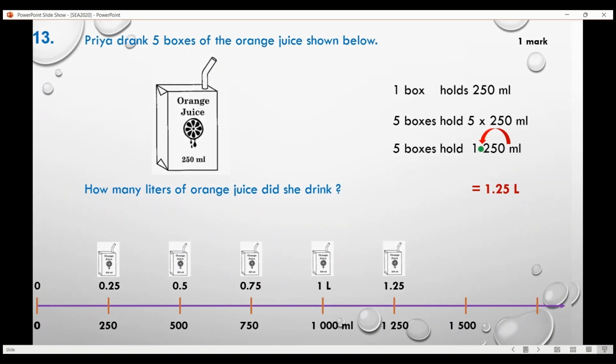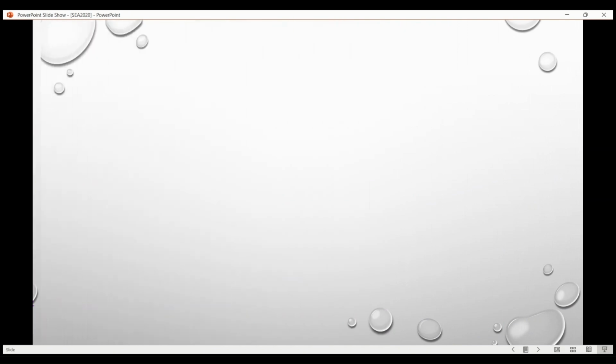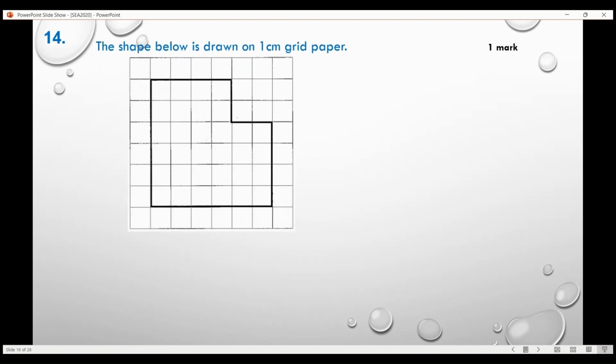Let's move on. So we now move on to the next question, which is number 14. And here, the shape below is drawn on a 1 centimeter grid paper. And you can easily see that there. Calculate the perimeter of the shape.